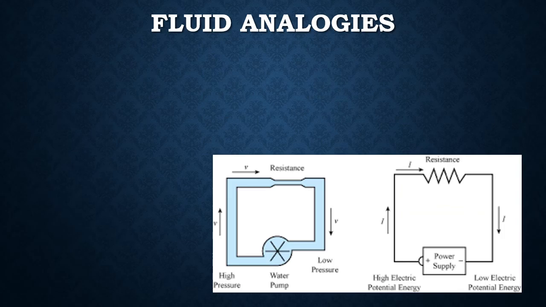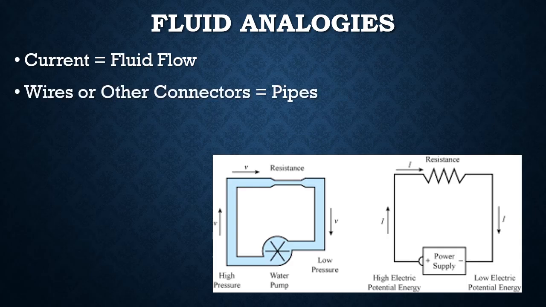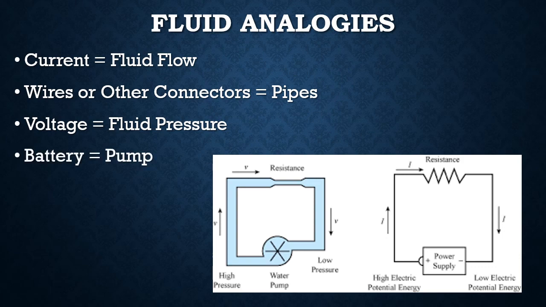Now we'll consider fluid analogies. An electric circuit is analogous to a fluid system, where the electric current flowing through wires is like a fluid flowing through pipes. The voltage is like the pressure of the fluid. The power supply, which may be a voltage or a current source, is like a pump, and resistance is like a narrowing of a pipe.